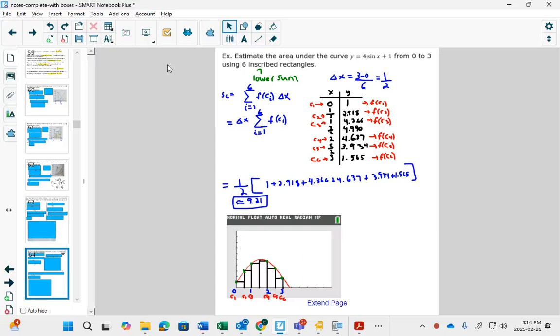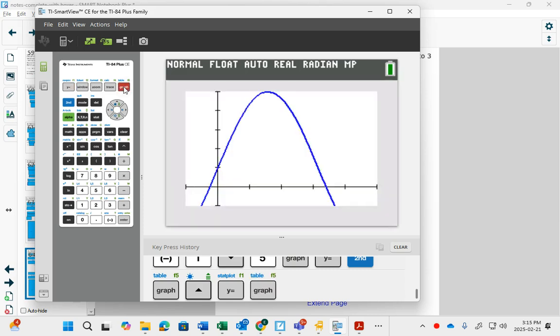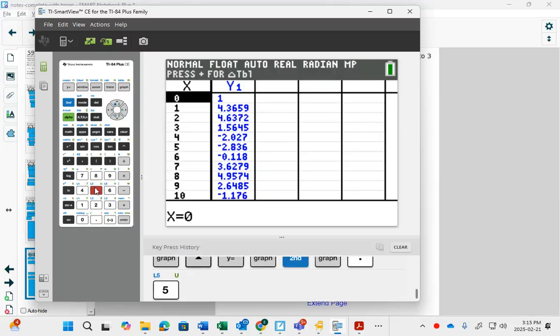Now, if you go to your graphing calculator, and you type in 4 sine x plus 1, you could graph it, and I changed my window to see a graph. Okay, that's nice. But if you hit second graph, you get a table of values. What's nice about the table of values is it gave me 0, 1, 2, and 3, but I wanted the halves. Now there's a long way to change it to a half, and there's a quick way to change it to a half. The quickest way to change it to a half is just like, no, that wasn't it.